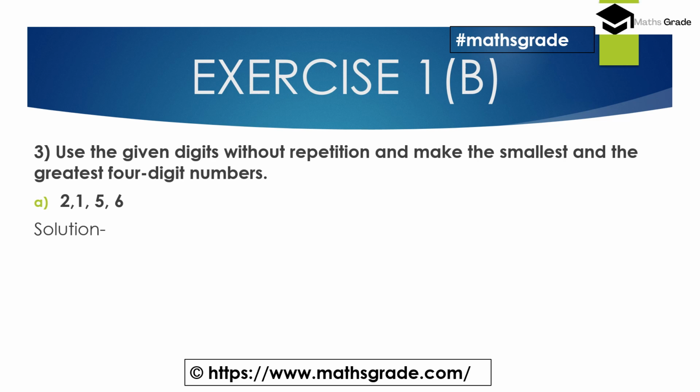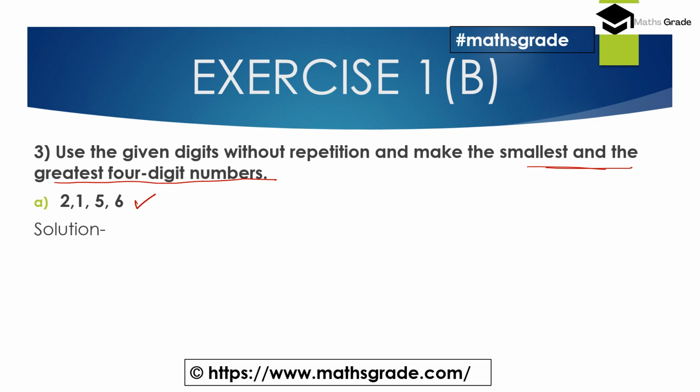Now we solve question number 3. Use the given digits without repetition and make the smallest and the greatest 4 digit numbers. The digits given are 2, 1, 5 and 6. These are the 4 digits given, and we have to make the smallest and the greatest 4 digit number without repetition.